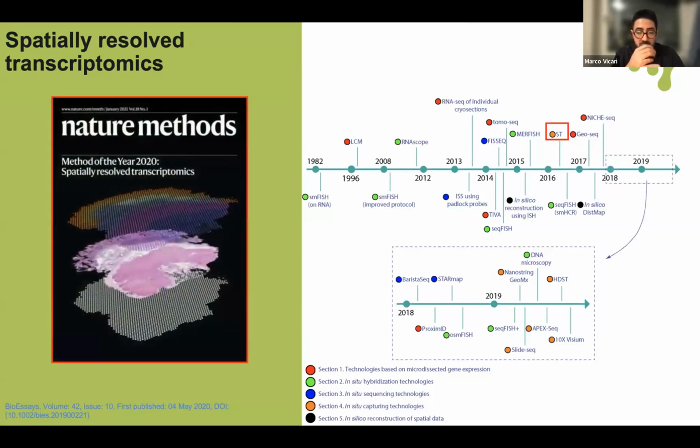But it's only in 2016, when the first technology that enables the profiling of the RNA using next generation sequencing was developed, that the field got a lot of attention. This technology received the Nature Method of the Year 2020 award. After that, it was acquired by 10x Genomics, and this ST technology was turned into an enhanced and much more powerful technique, which is now called 10x Visium. In blue, you can see that I'm highlighting also ISS, because in this work, we have actually used both techniques together.